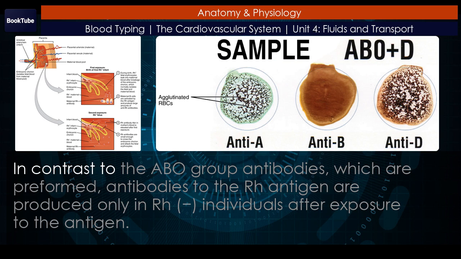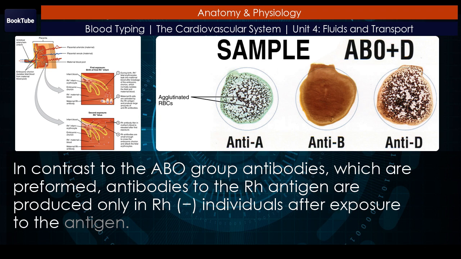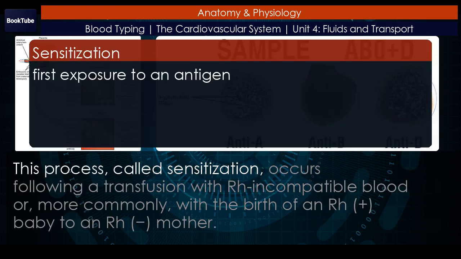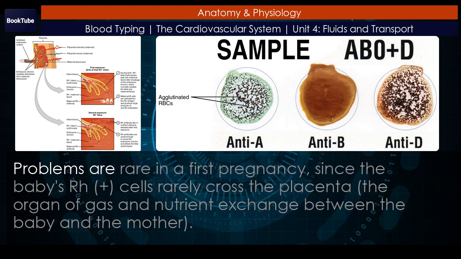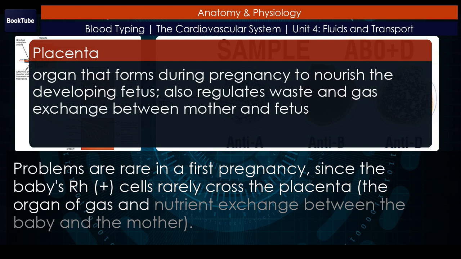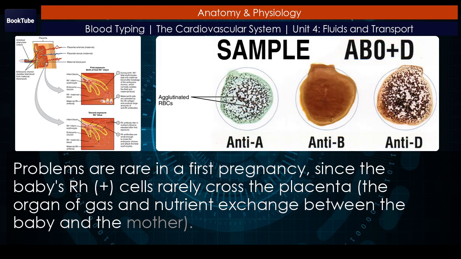In contrast to the ABO group antibodies, which are preformed, antibodies to the Rh antigen are produced only in Rh minus individuals after exposure to the antigen. This process, called sensitization, occurs following a transfusion with Rh incompatible blood or, more commonly, with the birth of an Rh plus baby to an Rh minus mother. Problems are rare in a first pregnancy, since the baby's Rh plus cells rarely cross the placenta, the organ of gas and nutrient exchange between the baby and the mother.